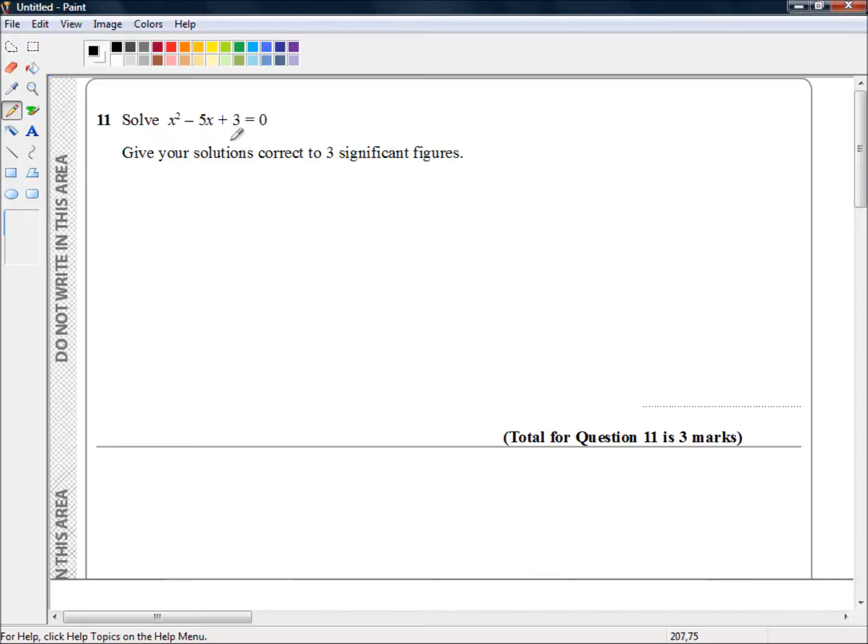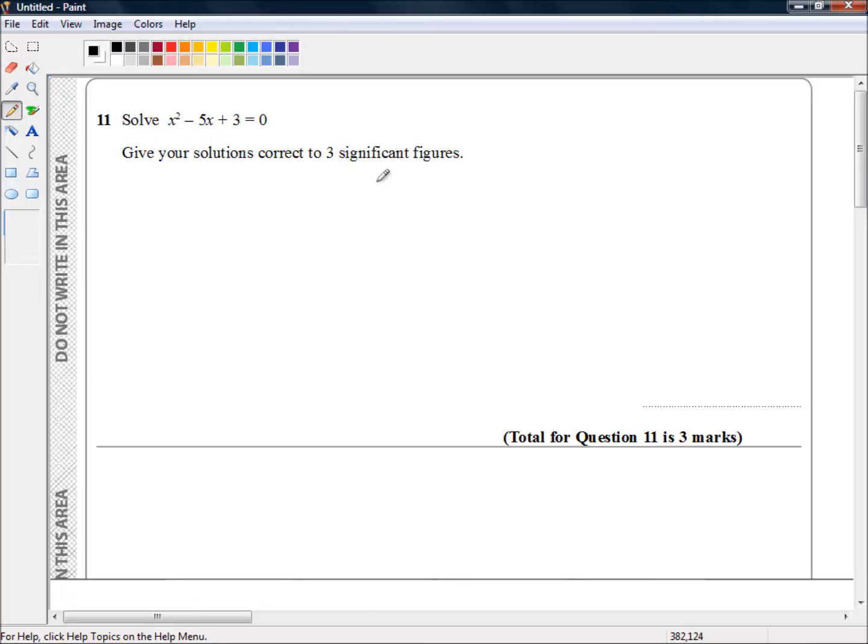If we try to factorize this, the 3 is a prime number, so the only factors are 3 and 1, and absolutely no combination of 3 plus 1 or 3 minus 1 or minus 3 minus 1 is going to get us to negative 5. The closest we can get is negative 3 minus 1, which is negative 4. So we can't easily factorize this, and the fact that we're asked to give our solution correct to three significant figures should tell you that they're really looking for you to use the quadratic formula.